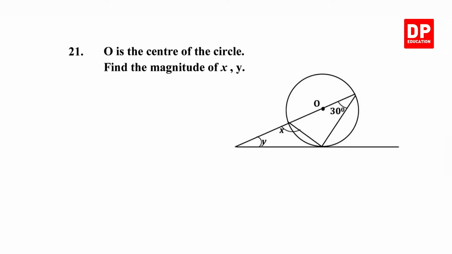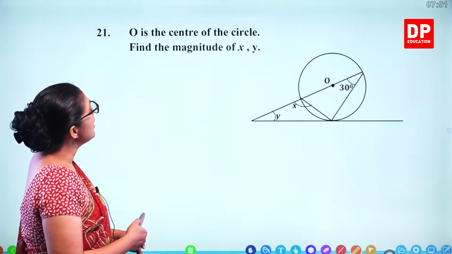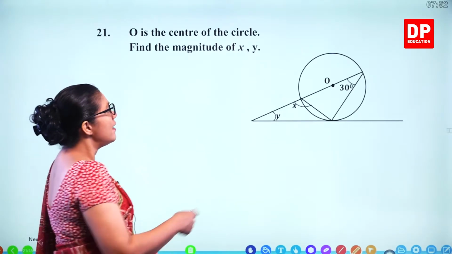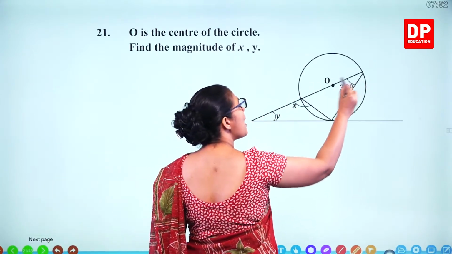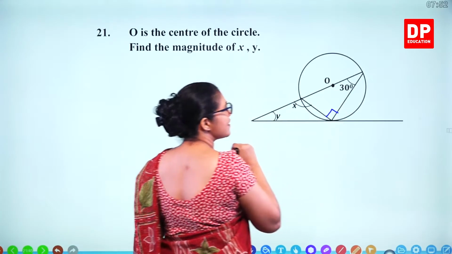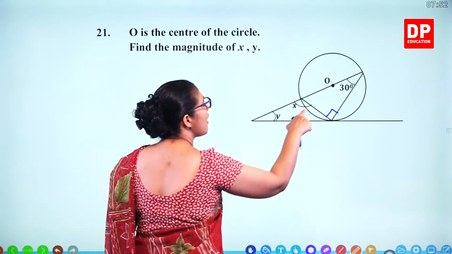Question number 21. O is the center of the circle. Find the magnitude of x and y. So we need to find out the values of x and y. O is the center, which means this is the diameter, so this is 90 degrees. Easily you can find out x.